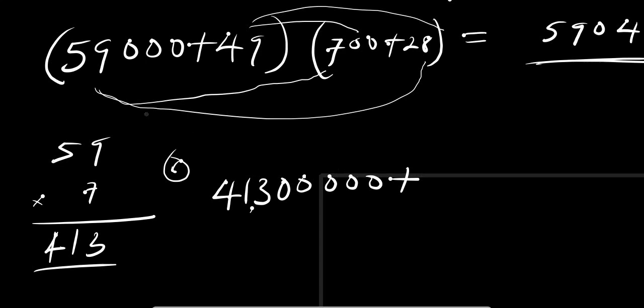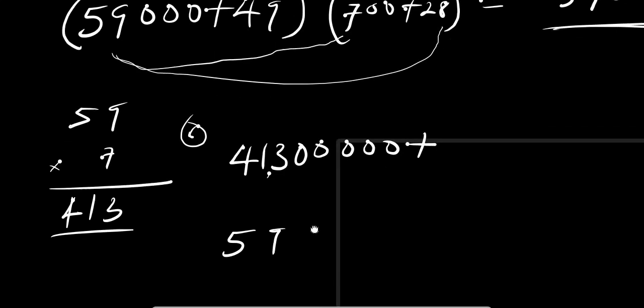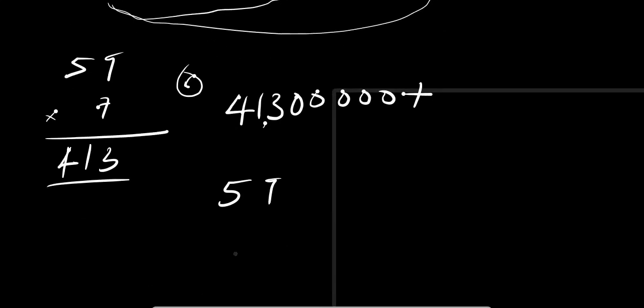Now, the next step is 59,000 times 28. We do the same thing. We are now going to have 59 times 28. Have you seen it? So you have 59 times 28. 8 times 9, that is 72. So you have 2 and carry over 7. 8 times 5, that is 40. 40 plus 7, so you have 47.